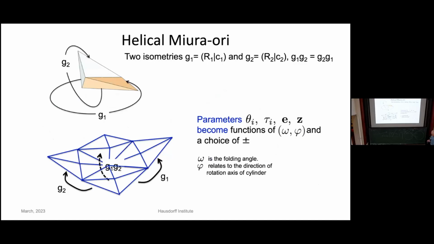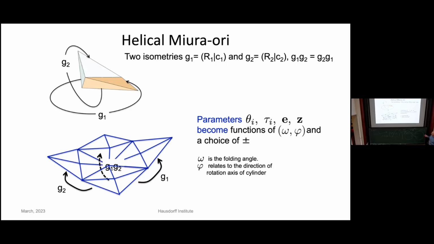Okay, now we do the following. So this is how it works. We know how to make a partly folded origami structure, which came from a parallelogram. So this came from a parallelogram. So we're going to take this partly folded structure. And now G1 and G2, they're isometries. They preserve distance.